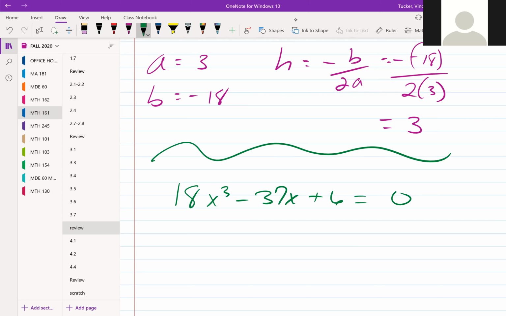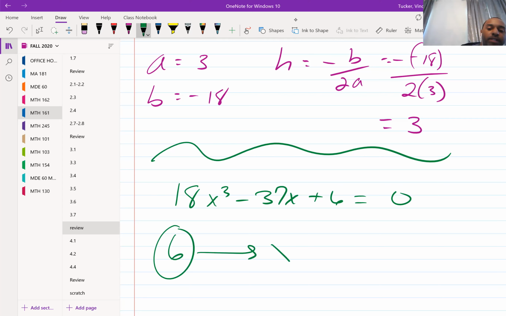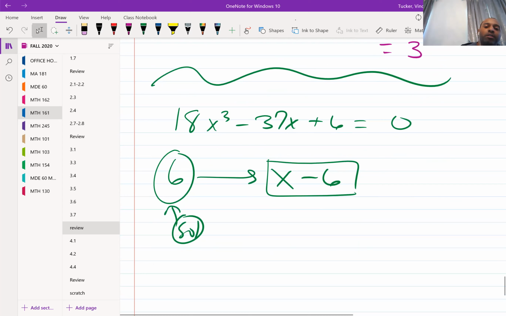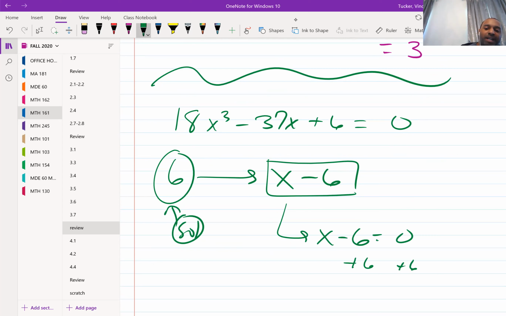Okay, so now hold on. Let me go back to you. You said when you use synthetic division, you use 6. Yes. Okay, so that means when you use it with your equation, it's going to be x minus 6, because you're saying that 6 is your solution. You said that when you use 6, you end up getting 0 as your remainder, right? Yes. So you're saying 6 is your solution. In order for 6 to be your solution, you have to have x minus 6 equal to 0. Then when you add 6 to both sides, you get x equal to 6.